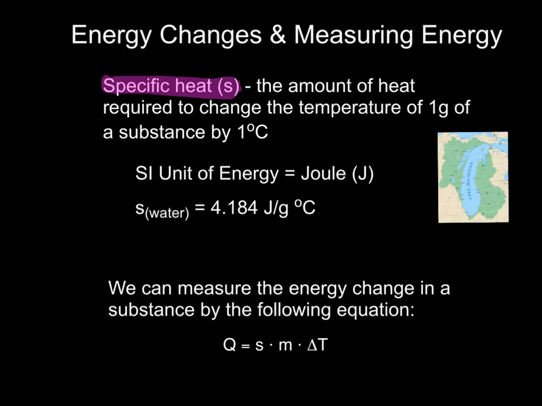Specific heat, by definition, is the amount of heat required to change the temperature of 1 gram of a substance by 1 degree Celsius. We represent specific heat as a lowercase s. Now you might wonder, what does all of that mean? Well, let's take a look at Lake Michigan for a second. Sorry about that.